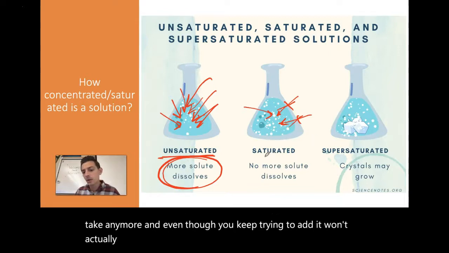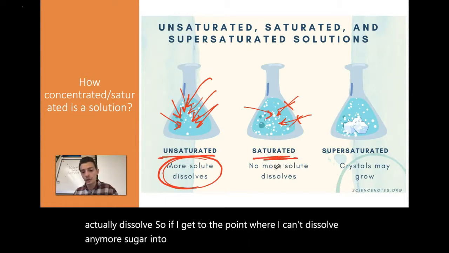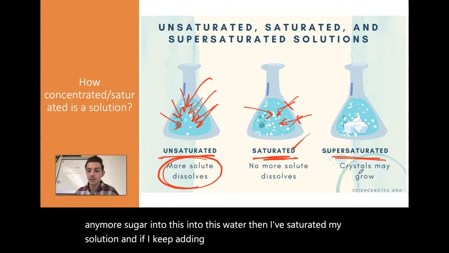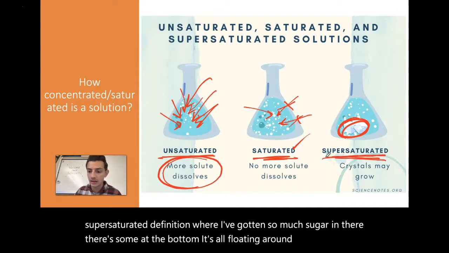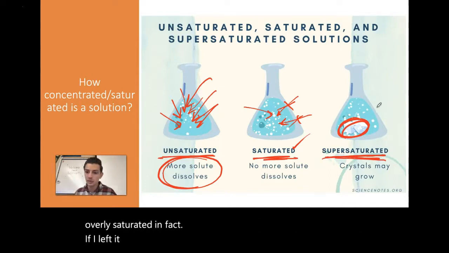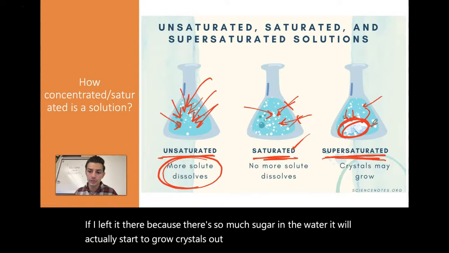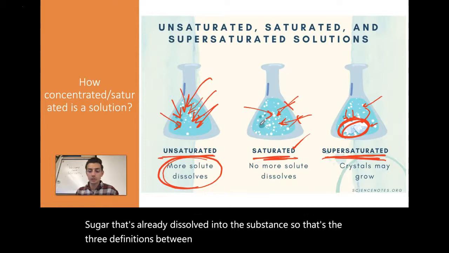So if I get to the point where I can't dissolve any more sugar into this water, then I've saturated my solution. And if I keep adding more, then I actually go into this supersaturated definition where I've gotten so much sugar in there. There's some at the bottom. It's all floating around. It's overly saturated. In fact, if I left it there, because there's so much sugar in the water, it will actually start to grow crystals out of the sugar that's already dissolved into the substance. So those are the 3 definitions: unsaturated, saturated, and what's called supersaturated.